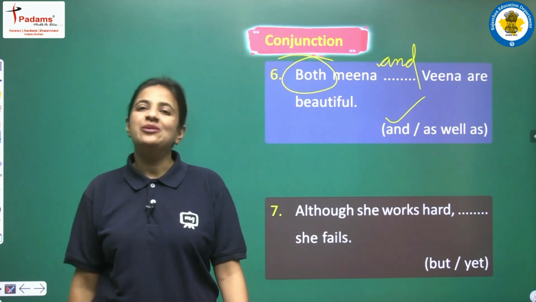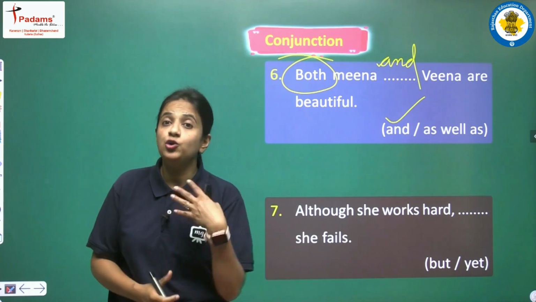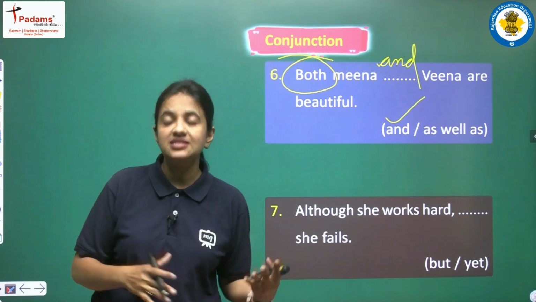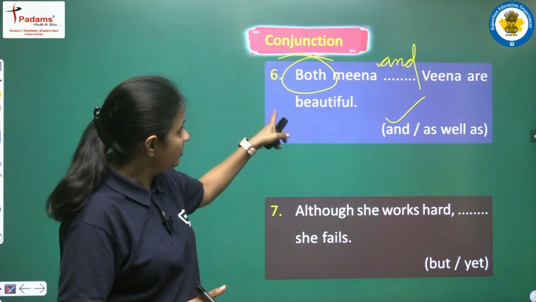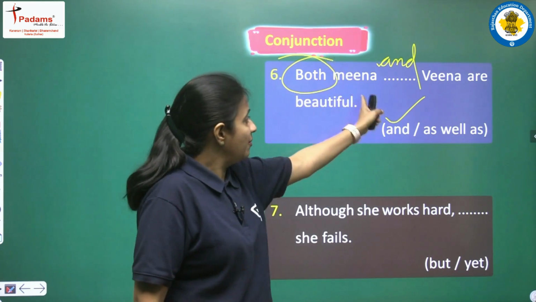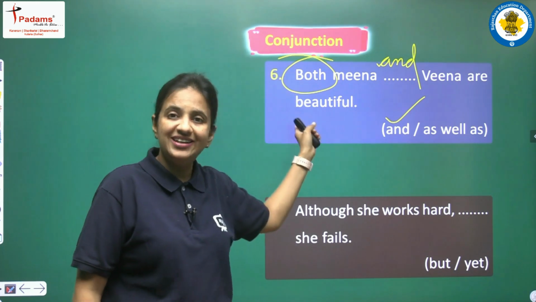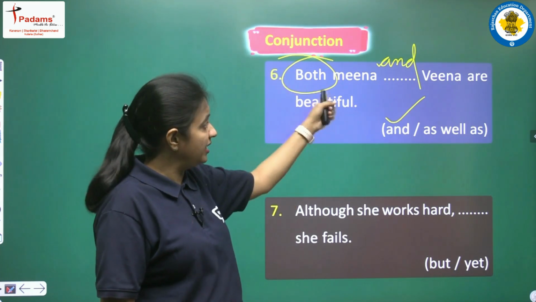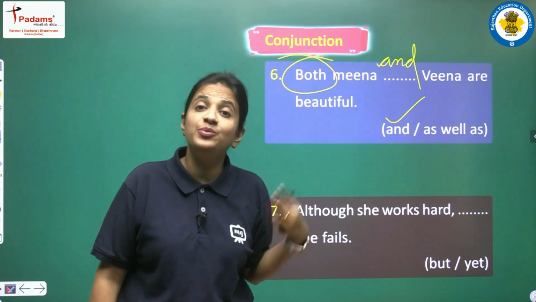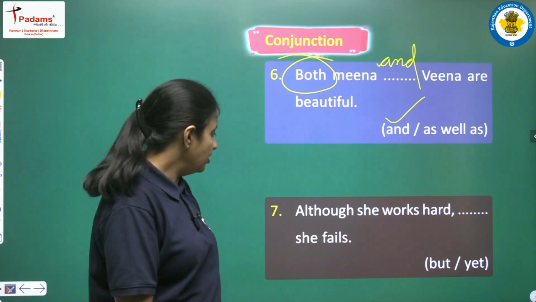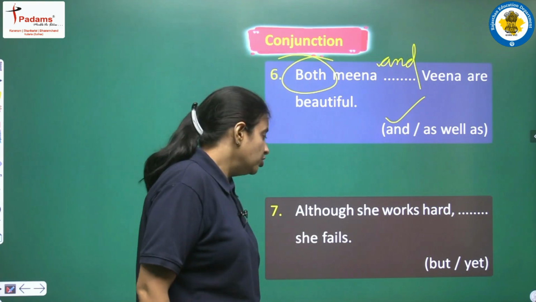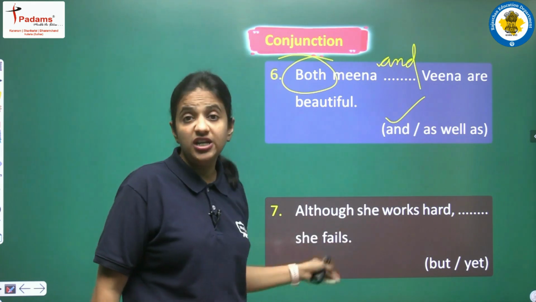So we all know that both, it means when we are talking about two things, so we can say two persons, then we can use both. So now here in this sentence we are talking about Meena and Veena, so for that we are using both here, and the sentence will be both Meena and Veena are beautiful. Moving on, next sentence, although she works hard, she fails.